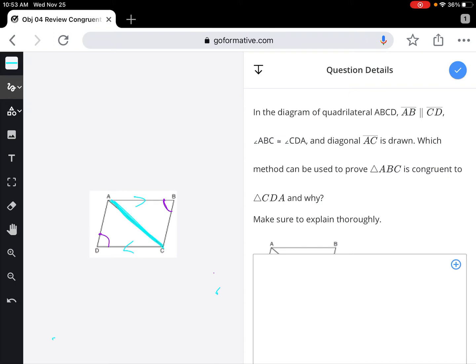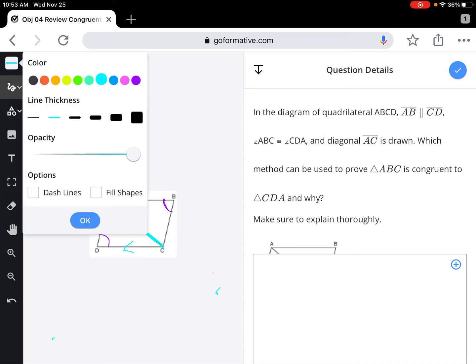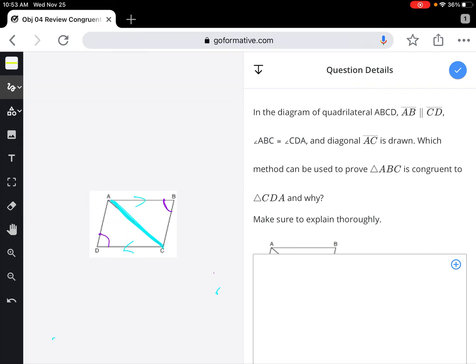Okay, I know that AC is congruent to itself, so that's another piece of information that I have. Because those are parallel, I know that this angle here, angle BAC, must be congruent to this angle here, angle DCA, because they're alternate interior angles. So I can prove these congruent by angle, angle, side. So that's what you're going to talk about.